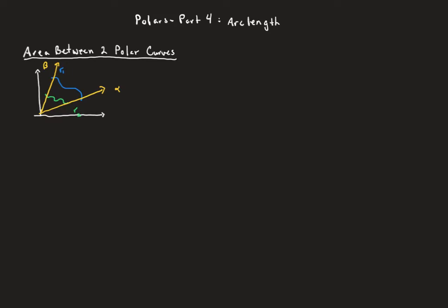So if we want the area between the green and the blue curve, we're going to find the area between the blue curve and the pole in between those two yellow curves, which we know from what we've talked about before would be 1/2 the integral from alpha to beta of r1 squared d theta. And then we would subtract from that the area between the green curve and the pole, which would be 1/2 the integral from alpha to beta of r2 squared d theta.